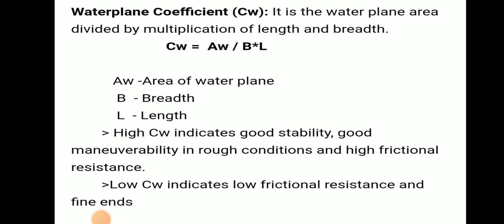Then the waterplane coefficient, CW. It is the waterplane area divided by the product of length and breadth. That means CW is equal to AW divided by B into L, where AW is the area of the waterplane, B is breadth, and L is length. A high waterplane coefficient indicates good stability and good maneuverability in rough conditions, but it will also provide high friction resistance. When the waterplane coefficient is low, it indicates low friction resistance and fine ends.